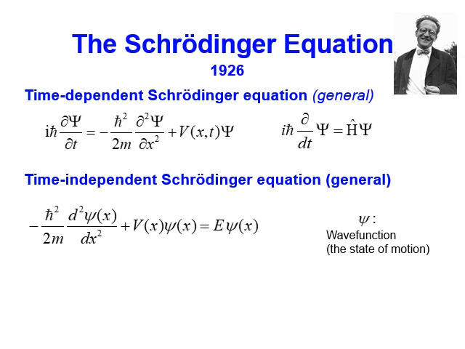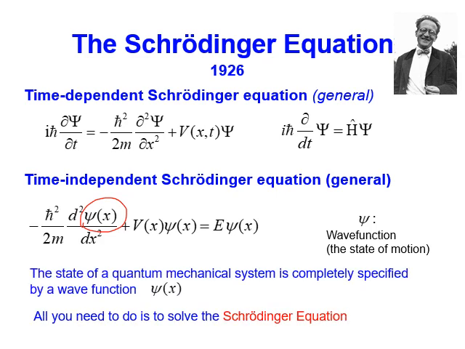In this equation, psi is called a wave function. A postulate in quantum mechanics says that the state of a quantum mechanical system is completely specified by a wave function. All you need to do is solve this Schrödinger equation. You get the wave function, and then you know everything about the system.